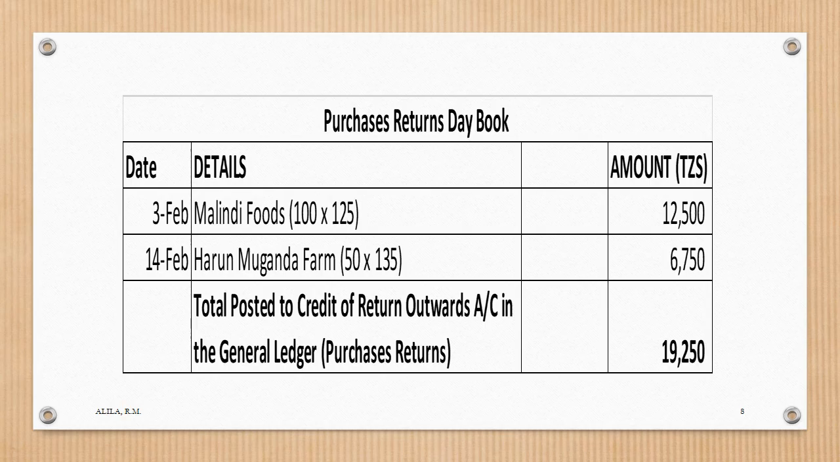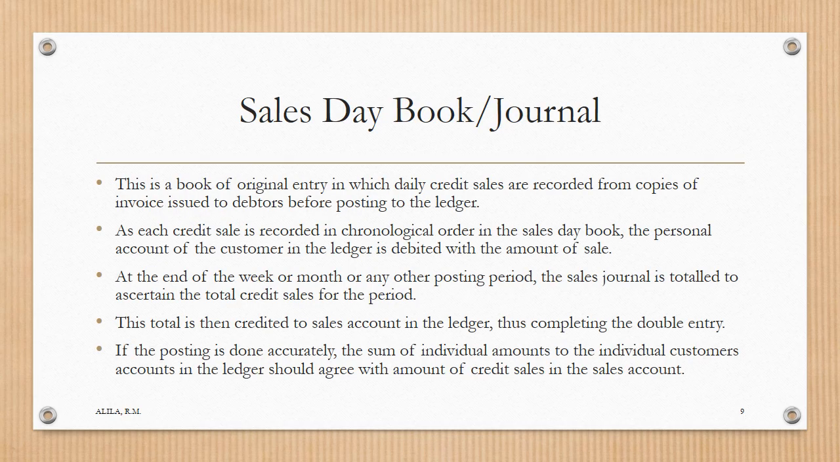And all purchases returns in the general ledger, the purchases return or return outward, will be credited with the amount 19,250.